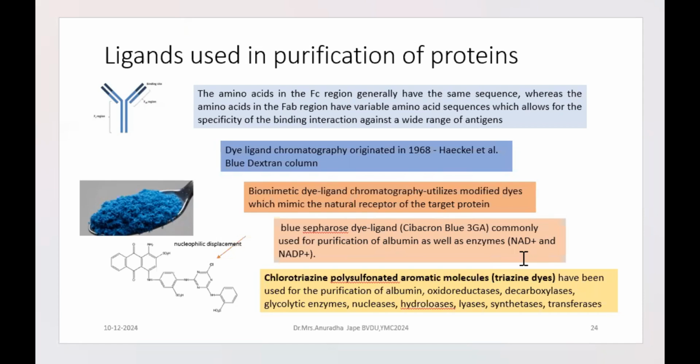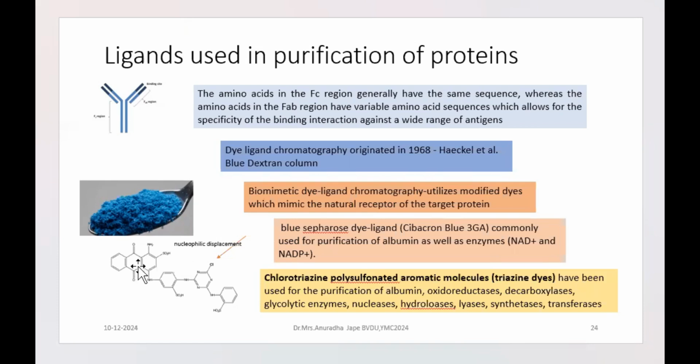Right? Now, the third example of the ligand is dyes only. Again, I'm talking about chlorotriazine polysulfonated aromatic molecules, triazine dyes, which have been commonly used for purification of albumin, oxidoreductases, or different types of enzymes like lyases, synthetases, and so on. Glycolytic enzymes also can be used.